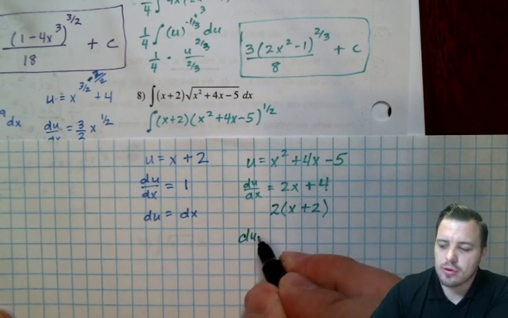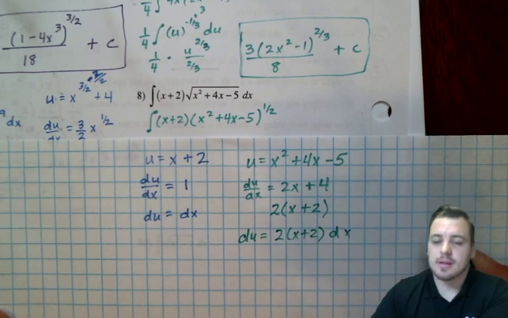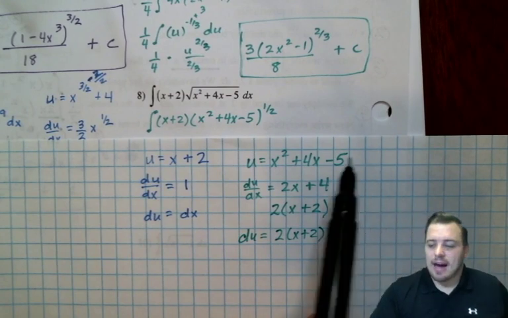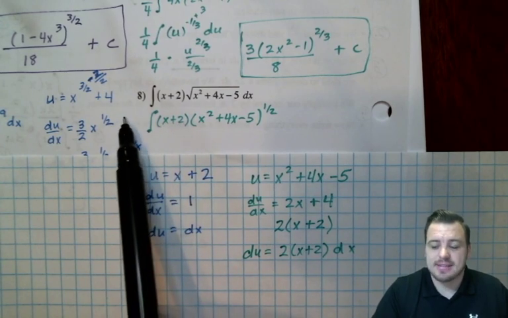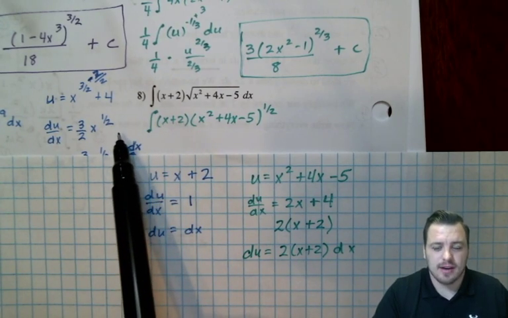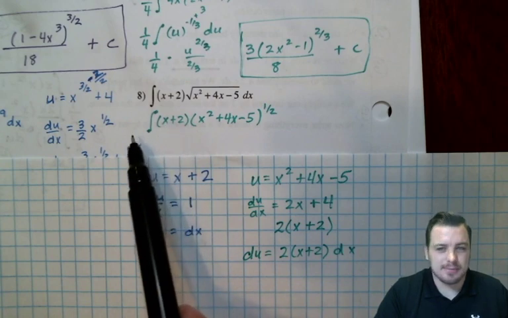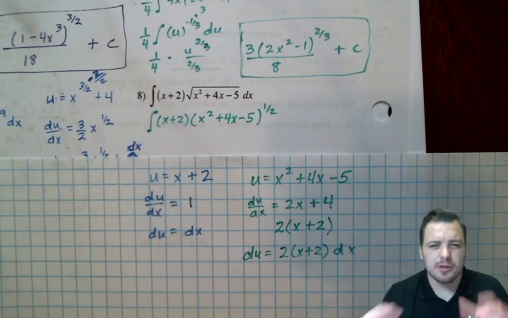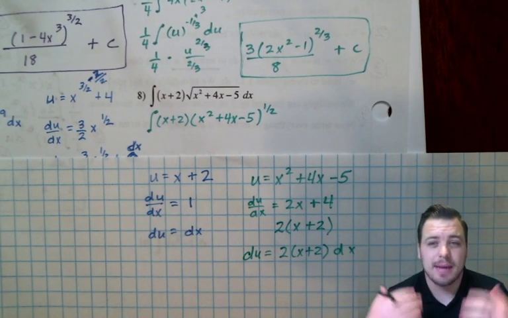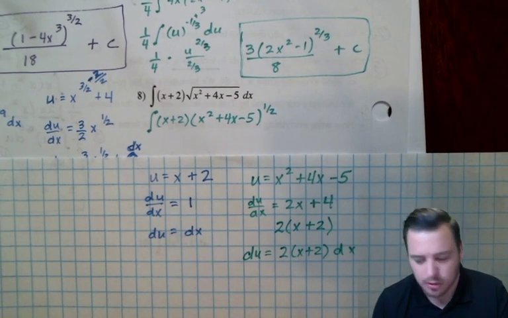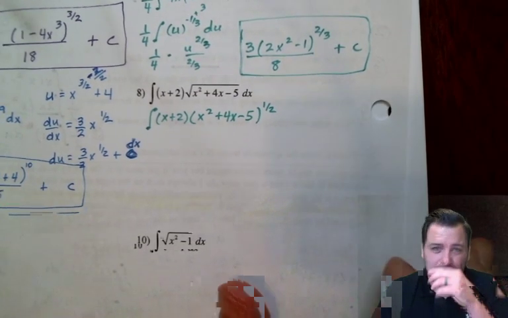So du would be 2 times (x plus 2) dx. I have the option of multiplying, if I go with this u, by multiplying the left side by 1 over x squared plus 4x minus 5. Or if I go with this as my u, I just multiply this side by 2 and that side times 1/2. I hope you're seeing the way to decipher which parenthesis to use. I use the one that's going to make it easier on me. So sometimes you have to check both. Obviously with our work there, we see that the other one's better.